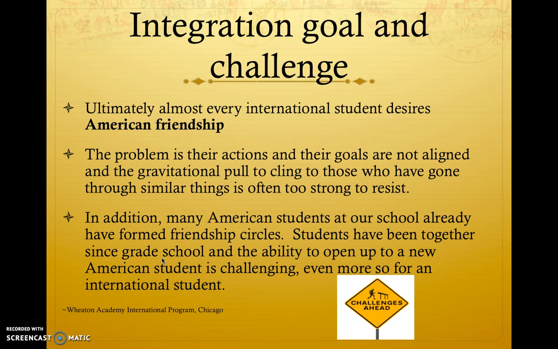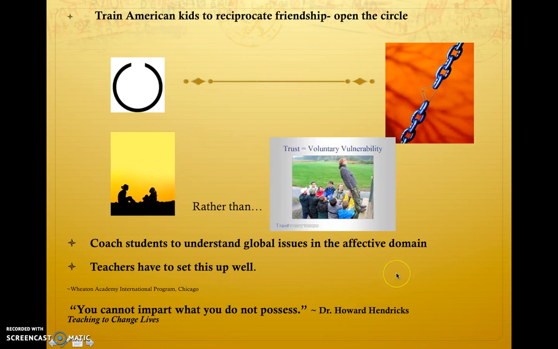This is big because ultimately, international students really want American friendship. The problem is that sometimes they just gravitate towards their comfort zone, either students who speak their language or are also international students. And then our students have grown up with their friends, and they just have their tight circles. So I have some ideas for how you can help our American kids reciprocate friendship and open their circle, because honestly, they don't know how to do that. We can tell them, but they need the tools.